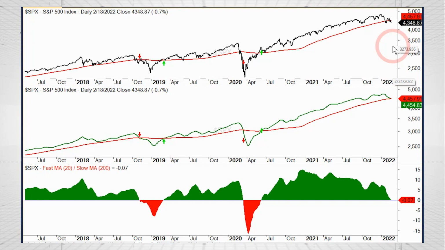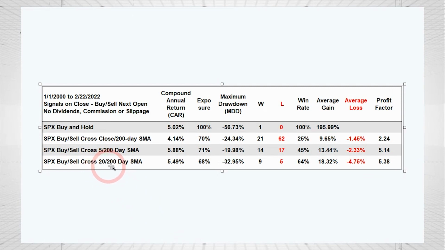And the way we can determine that is by looking at the drawdowns. So I've added the 20-200-day cross to the table, and you can see the compound annual return goes down. Exposure goes down a little bit. The maximum drawdown goes up, way up, 33%, and that is because of the COVID crash. It was late on that signal. The win rate goes up to 64%, and the profit factor goes up, but you've got to decide if you want to go with that maximum drawdown. And personally, I think that maximum drawdown is a little bit too much for me, and I would rather have the lower drawdown and a few more whipsaws than have fewer whipsaws and a higher drawdown.